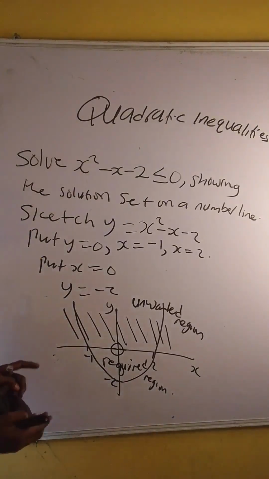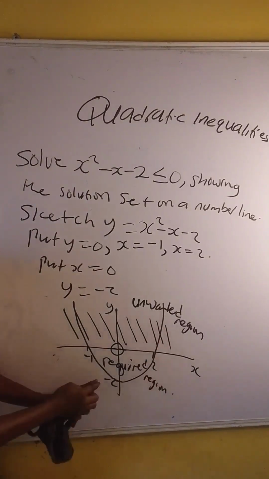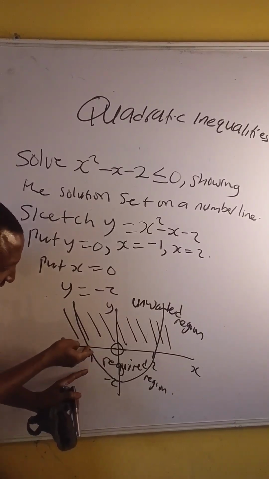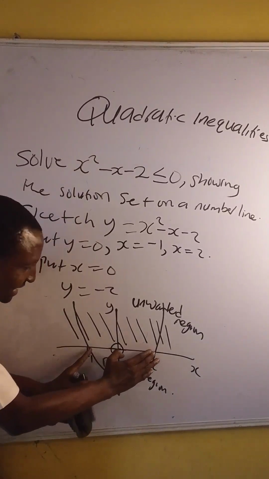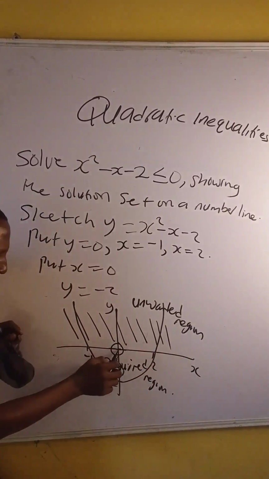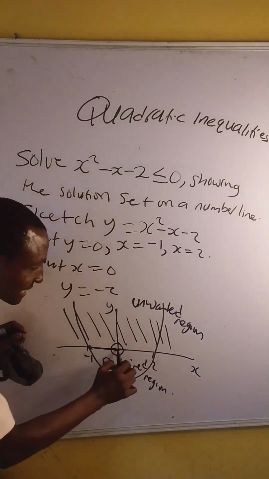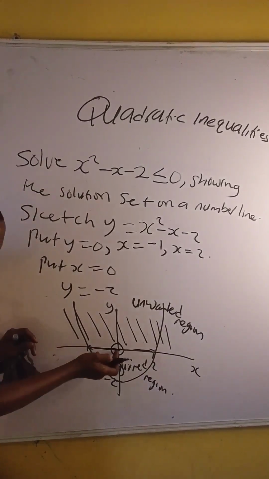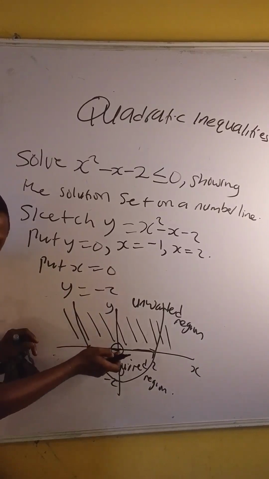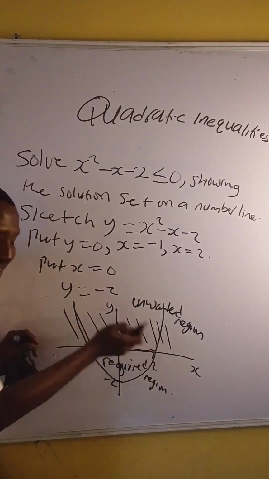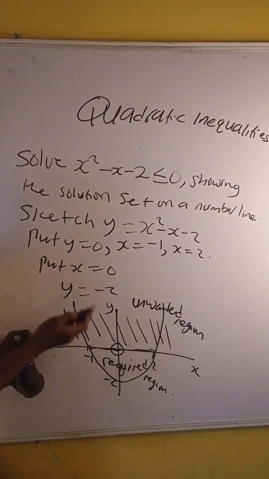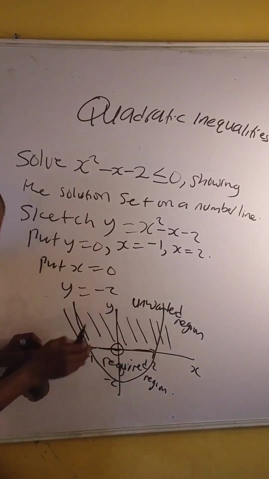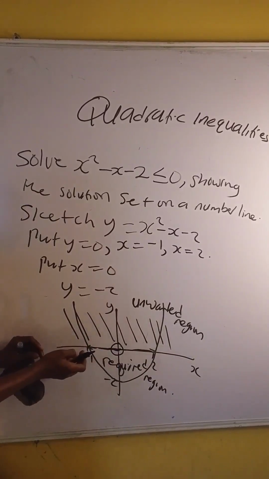Okay, so now the required region, you can see where the curve is, right? The required region stretches between this and this, because it's between this and this that is required. So it is between x equals minus 1 and x equals 2. So it is between minus 1 and what? And 2.